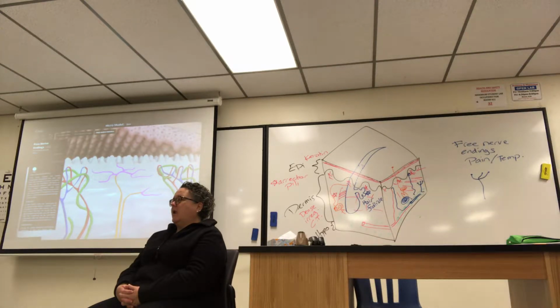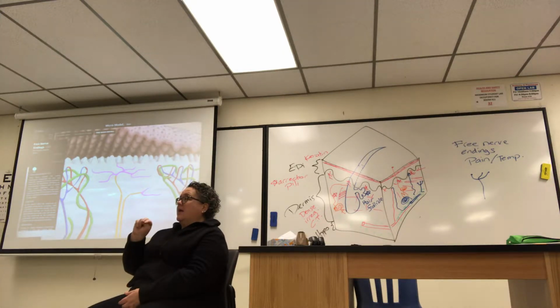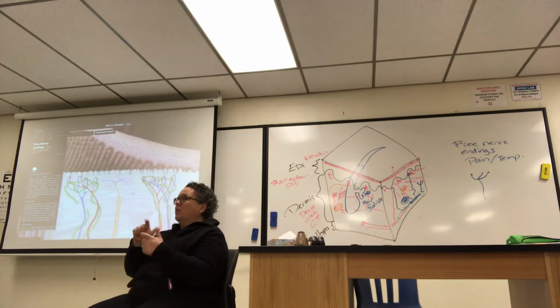They're all in the dermis. That's why the integument is your largest sense organ, because all these nerve endings are there for different sensations of touch.